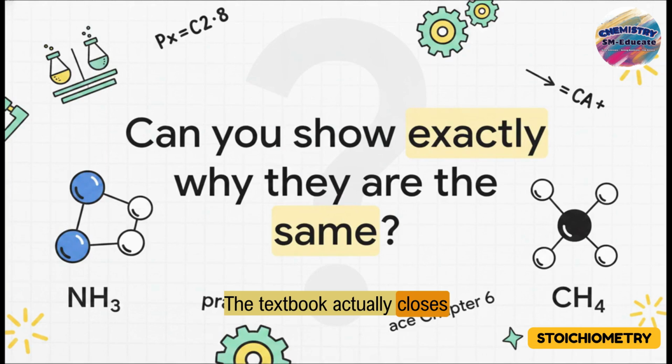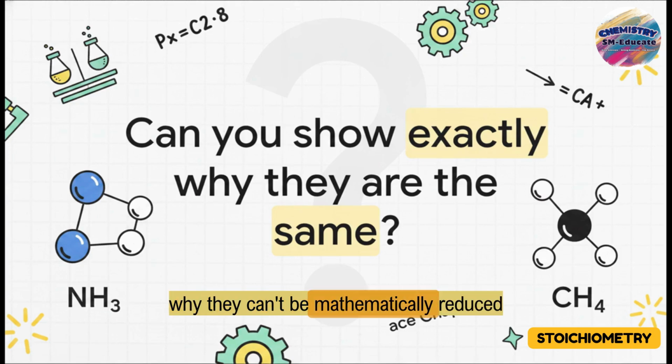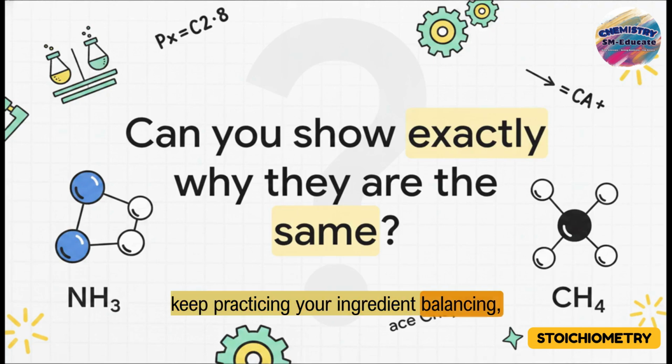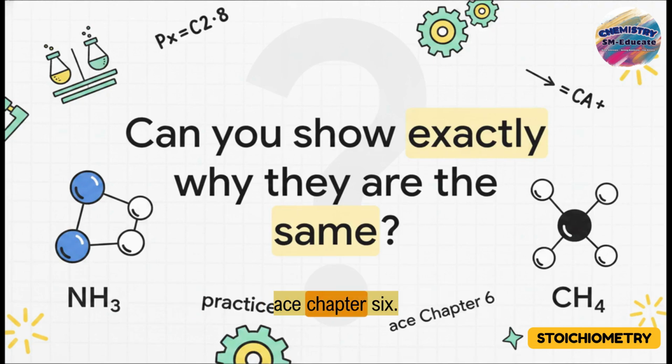The textbook closes out this section with a direct challenge, and I want to pass it right on to you. Try writing out the math for ammonia, NH3, or methane, CH4, on your own right now. Prove to yourself why they can't be mathematically reduced any further. Keep that in mind, keep practicing your ingredient balancing, and you will totally ace Chapter 6.